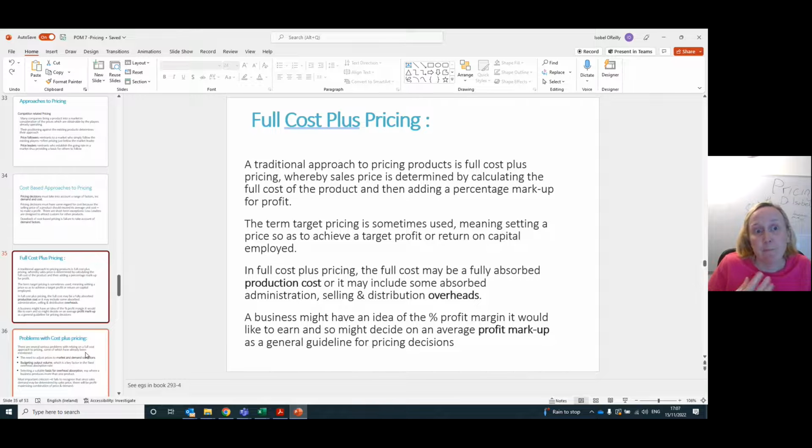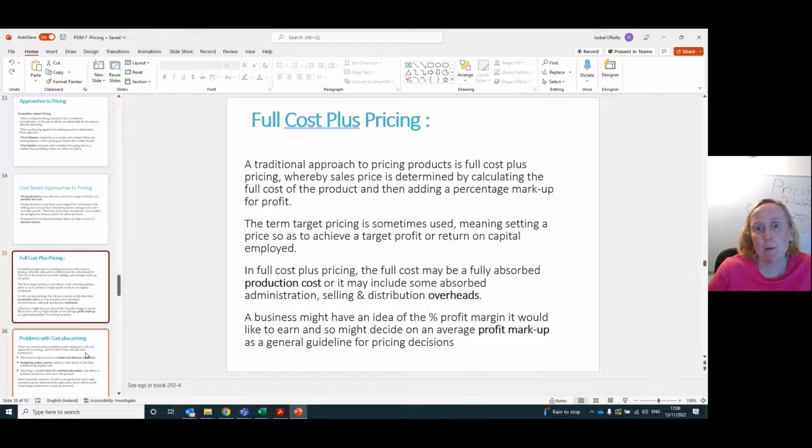A division of cost-based pricing is full cost plus pricing. The traditional approach to pricing products is full cost plus pricing, whereby the sales price is determined by calculating the full cost of the product. So let's say we're a shop and we buy in product A for a certain price, and 5% is the margin, and we add 5%. But full cost is not just about product A, it's also about the light and the heat and the store and the mortgage or rent or whatever it is. So it's trying to assign a value and spread all those fixed costs onto the product as well. That's where the term full cost comes from, and then adding the percentage on top of that.